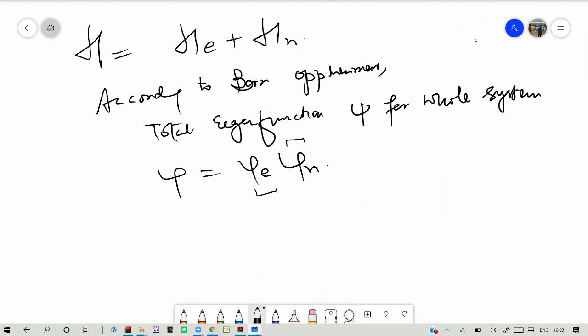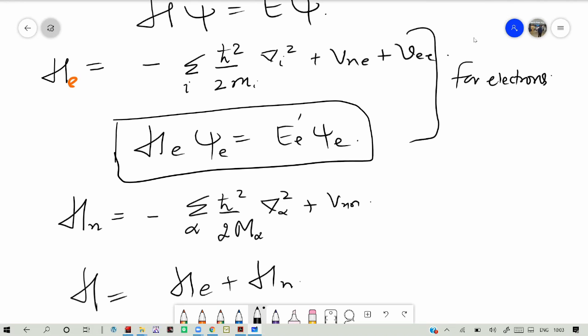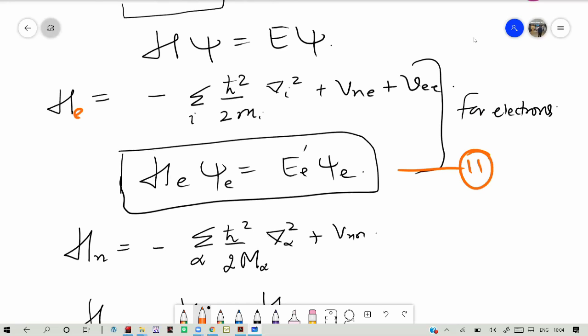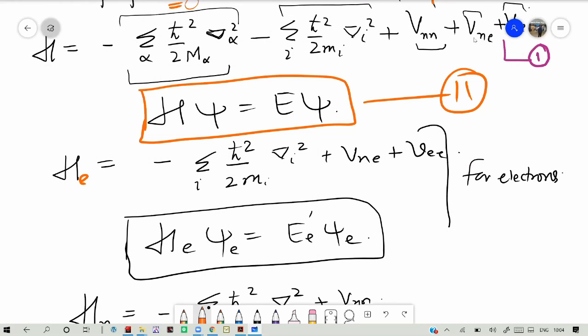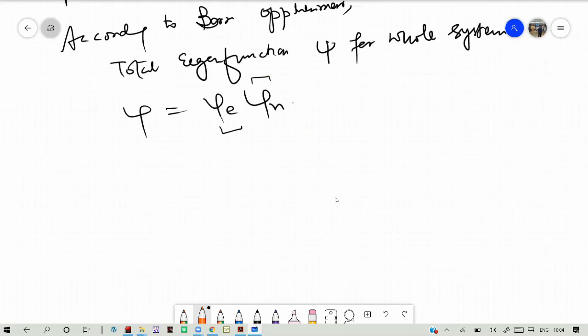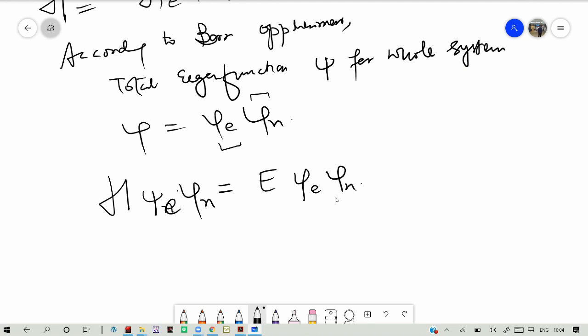And then, let me name this. Let this first be the assumption. Sorry, I am doing it wrong. Not this. This is second: the total wave function, total eigenfunction. Now the second can be written as H psi e psi n equals E psi e psi n.